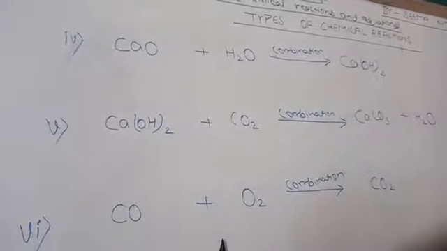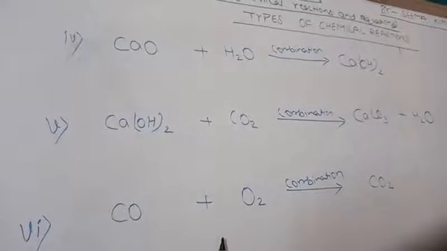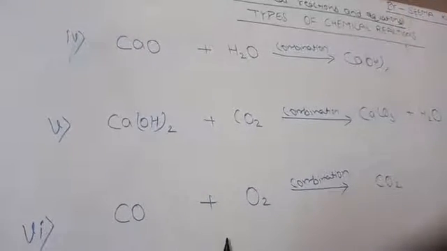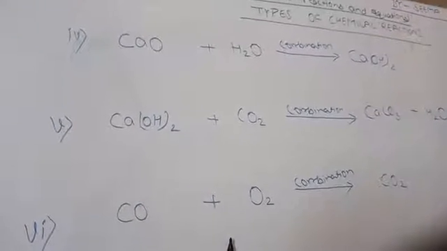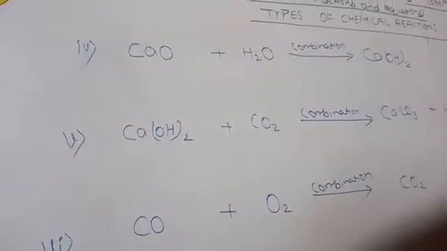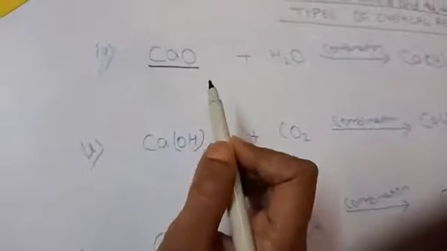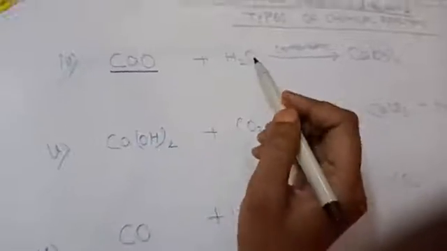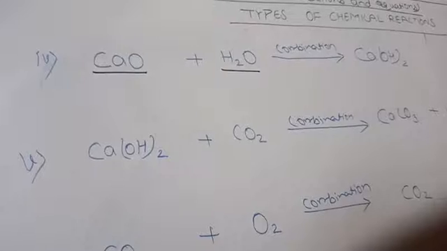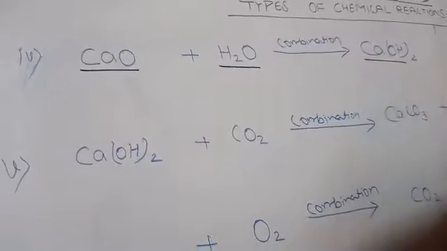So children, I have given you the example related to two elements combining to form a single compound, and this is called a combination reaction. Now I am giving you some examples of combination reaction of compound plus compound. Here it is calcium oxide. See, this is a compound, not an element. This is also H2O, water. This is also a compound, and here the product we are getting is calcium hydroxide.